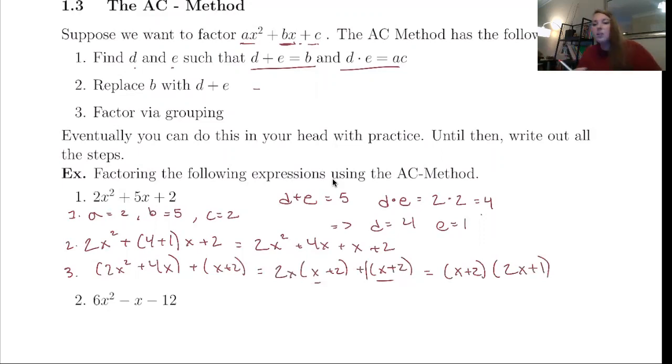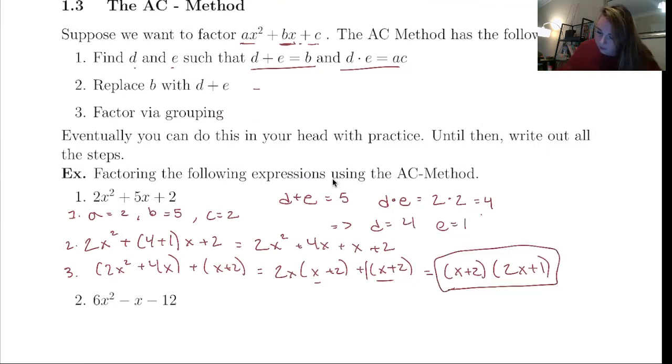I think the AC method is super useful when A is not 1. I really do use this method when A is not 1. Otherwise, you're just thinking about what multiplies to C and adds to B. But if the number in front of x squared is not 1, you have to think about that, and that becomes exponentially more difficult. So that's why I like the AC method. I truly do like it. I was very confused by it at first, and then I realized I did like it. Okay, so that's how we do that one.